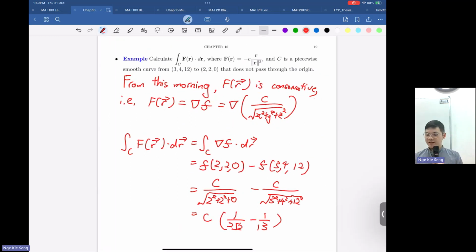Okay, so you see, this integration here actually doesn't depend on the path, other than that the path has to avoid the origin. That's all. Can you see this? This doesn't depend on path. So let's see, this is the origin. Where is 3, 4, 12? Maybe this way, and then 2, 2, 0.